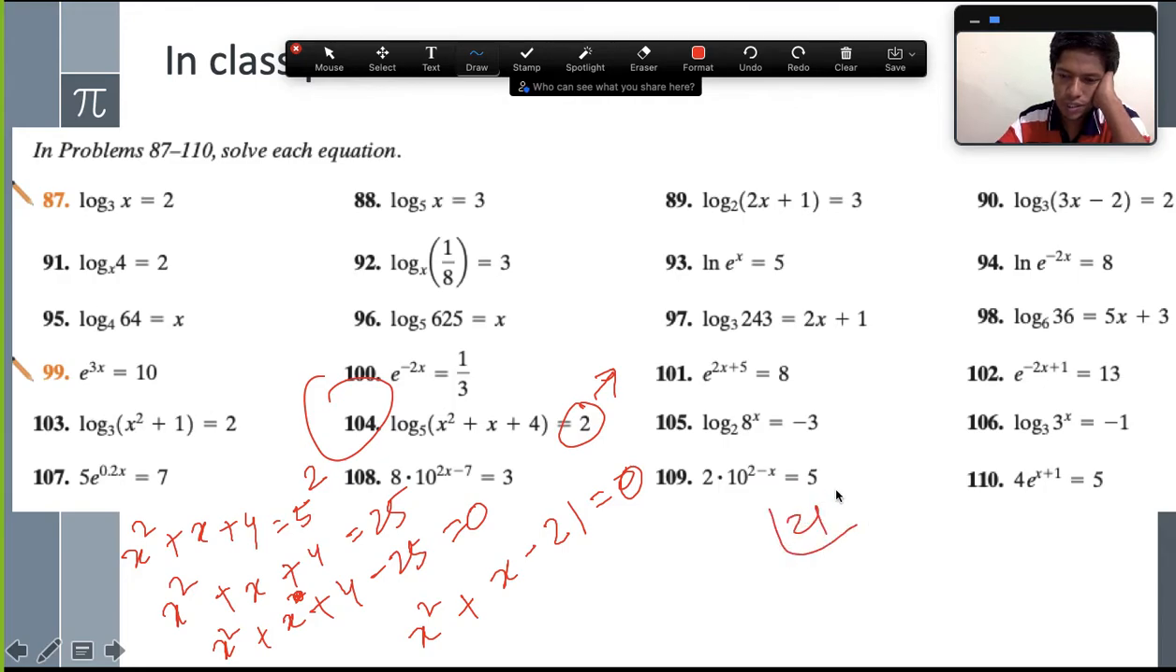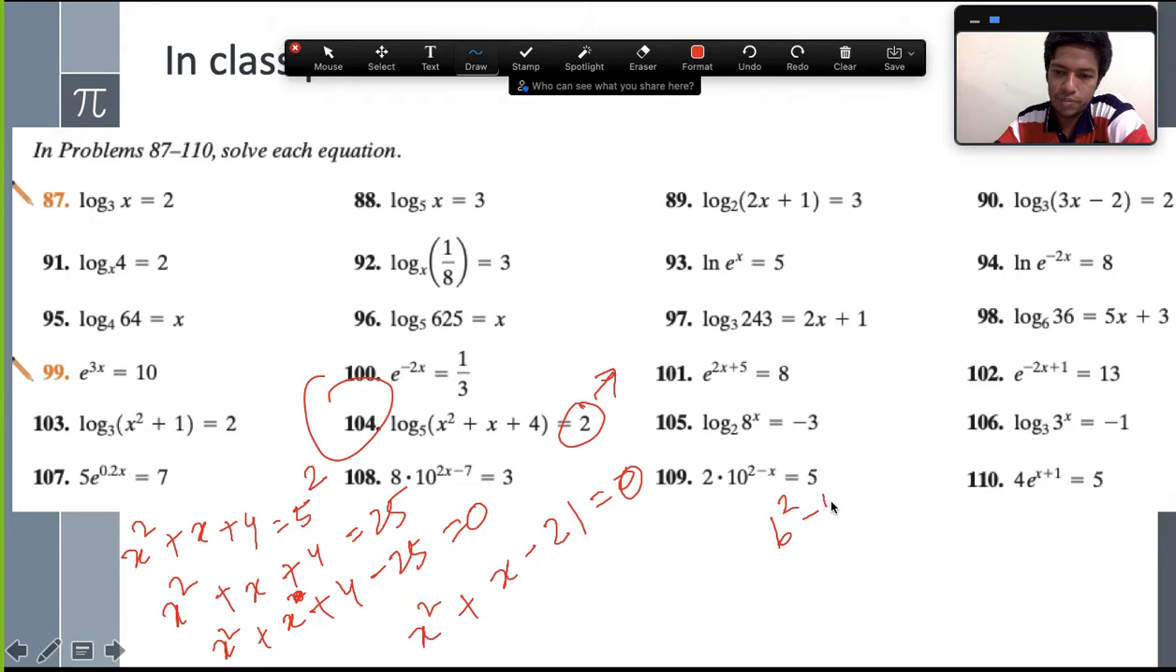So 21, I think there are no other factors. By 2 it is not divisible. So 3 and 7, both of them are prime numbers. So I am in a little bit of trouble because both of them are prime numbers. So let me see if I can do the factoring in some other way. If we cannot do the middle term factoring, then let's see if there are actually solutions or not.